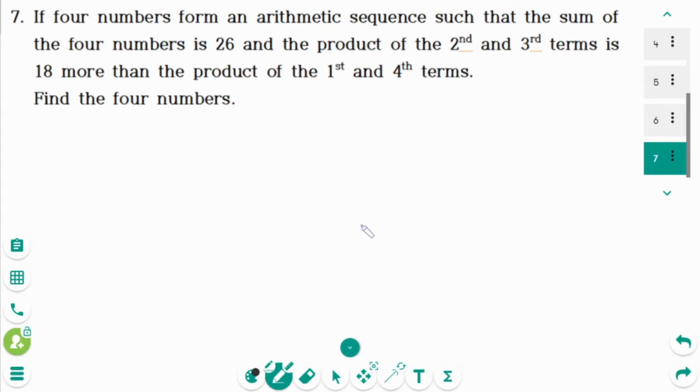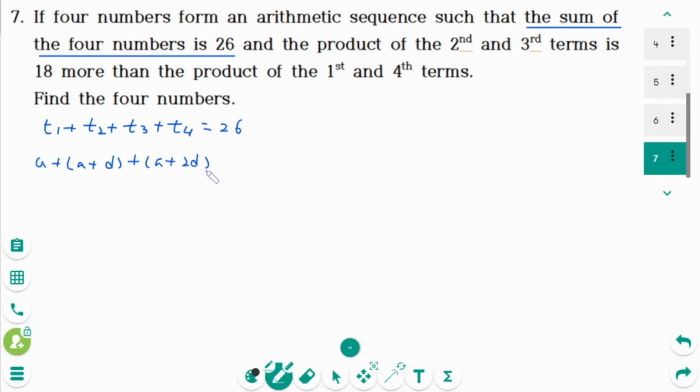Number 7. If four numbers form an arithmetic sequence such that the sum of the four numbers is 26, that means T1 plus T2 plus T3 plus T4 equals 26. Then A plus A plus D plus A plus 2D plus A plus 3D equals 26. Then combine together: 4A plus 6D equals 26. Then divide by 2 on each side. We have 2A plus 3D equals 13.